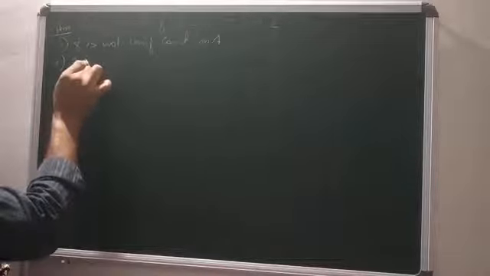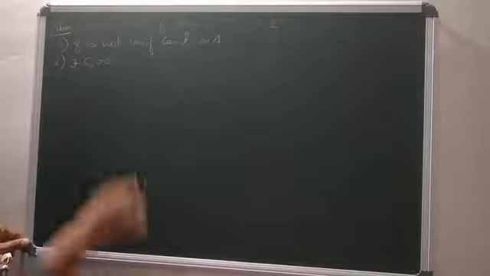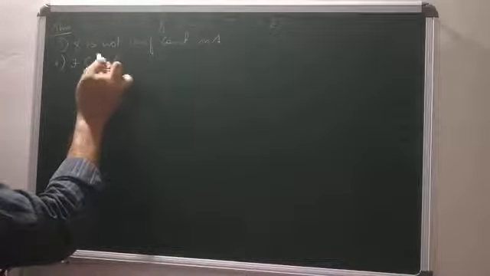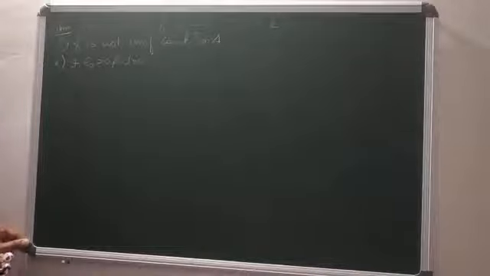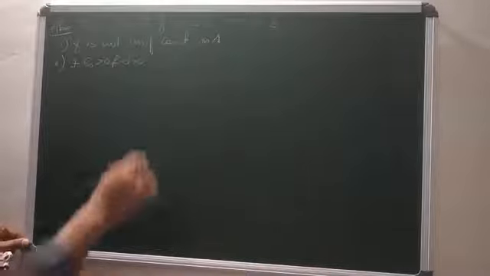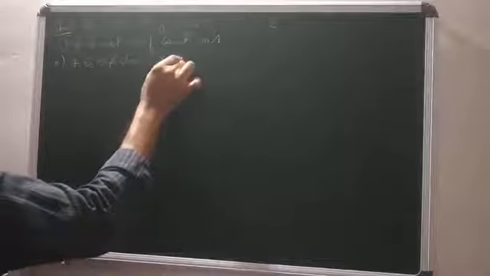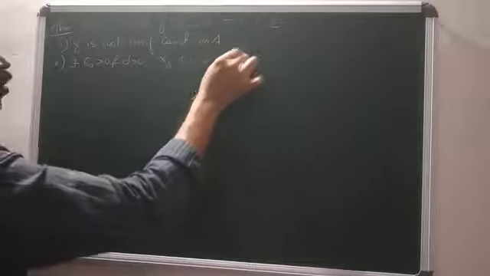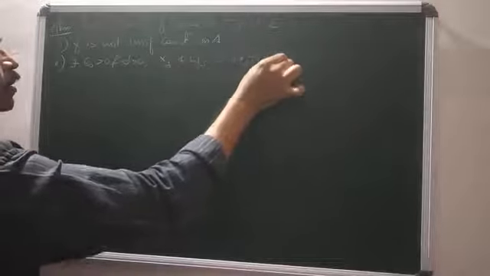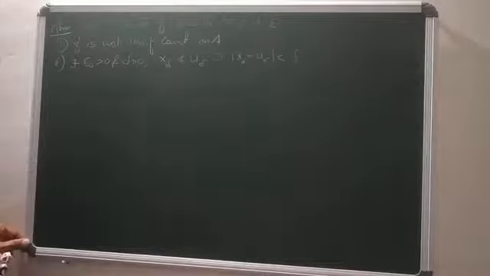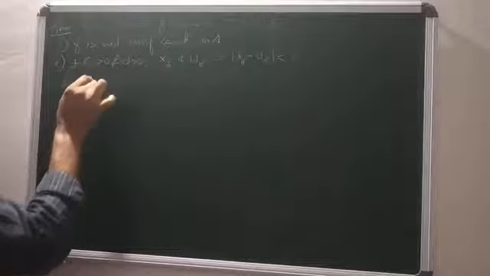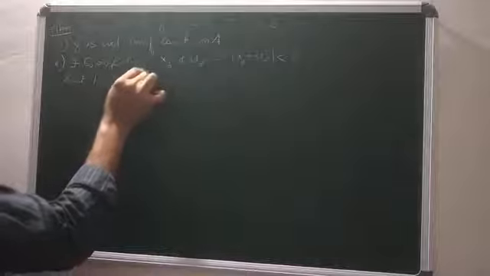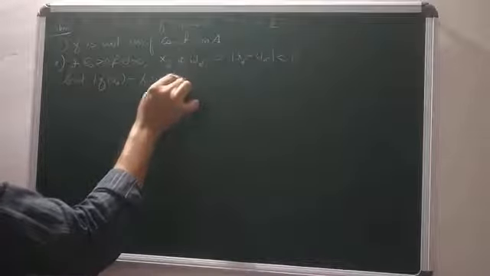Second one, there exist epsilon naught greater than 0 and delta greater than 0, and there are points x delta and u delta, meaning they depend upon this delta, such that modulus of x delta minus u delta is strictly less than delta, but modulus of f(x delta) minus f(u delta) is greater than or equal to epsilon naught.